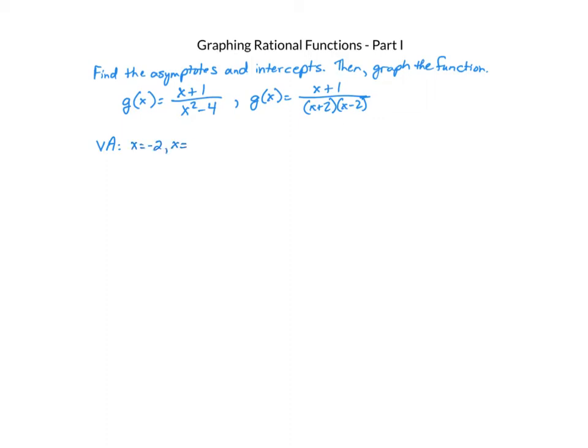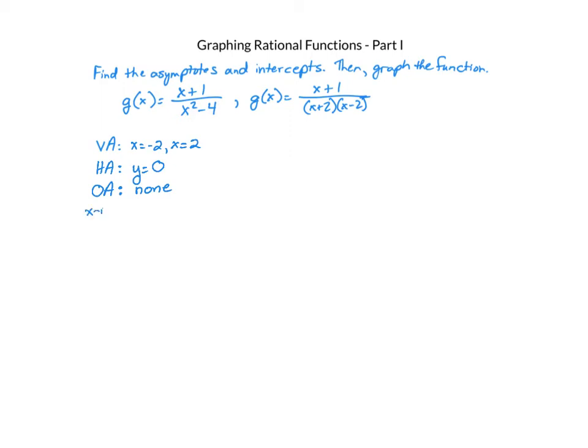Notice neither of those are a factor of the numerator, so we have vertical asymptotes at x equals -2 and x equals +2. When we consider the horizontal asymptote, we know that the degree of the numerator is smaller than the degree of the denominator, so we have a horizontal asymptote at y equals 0. Since we have a horizontal asymptote, there is no oblique asymptote, and of course, the oblique asymptote occurs when the degree of the numerator is 1 bigger than the degree of the denominator. So we have none there.